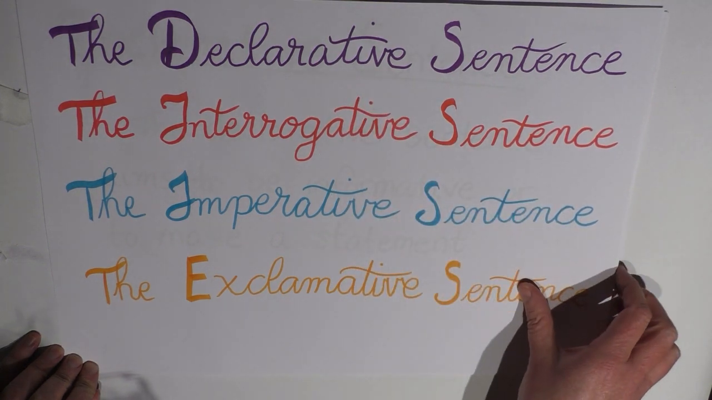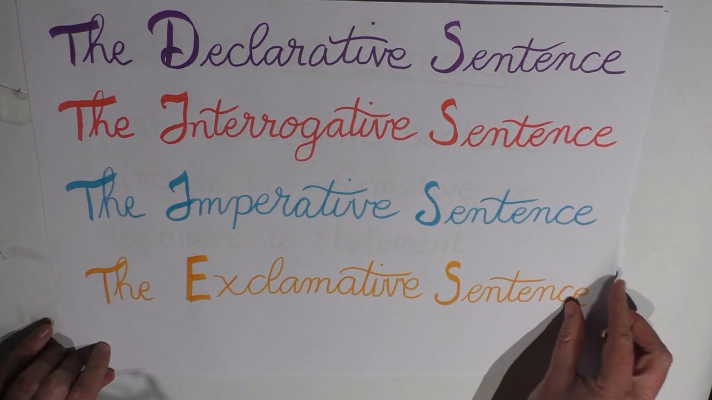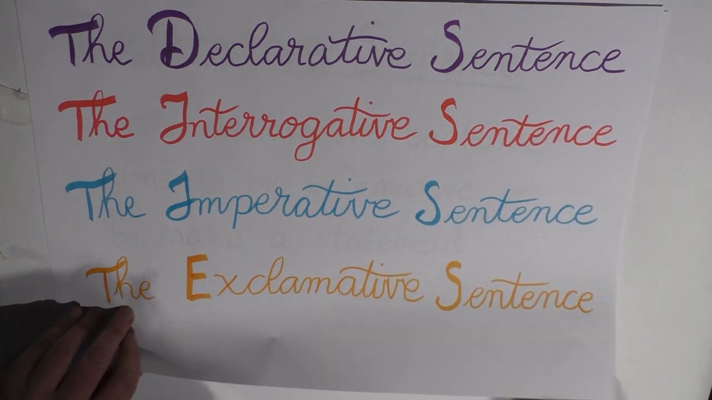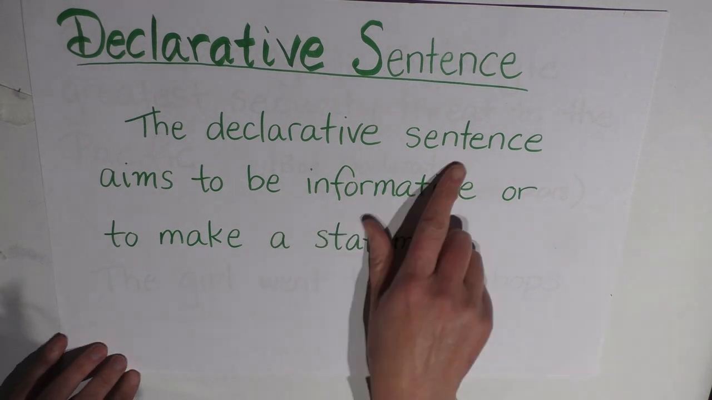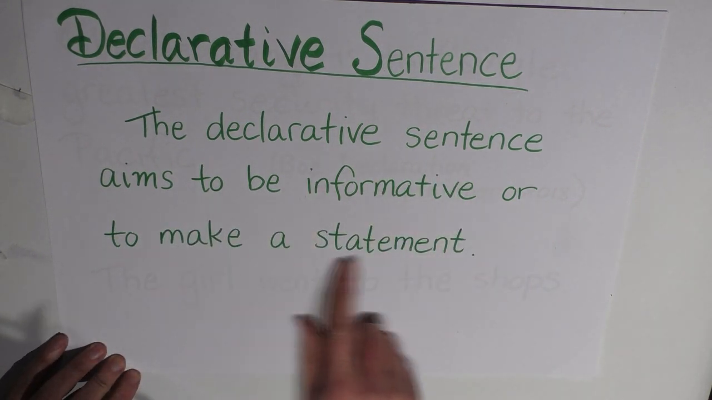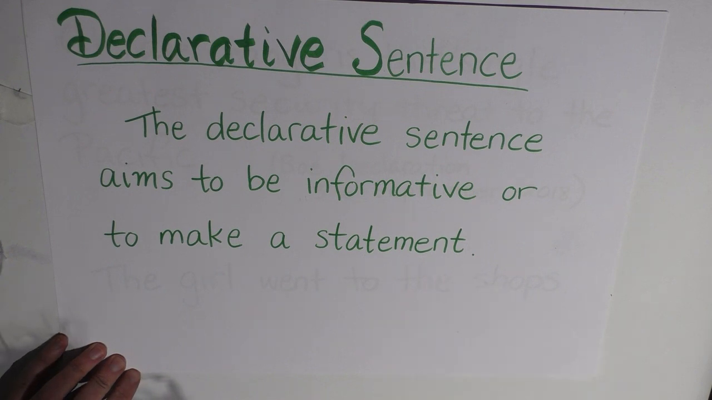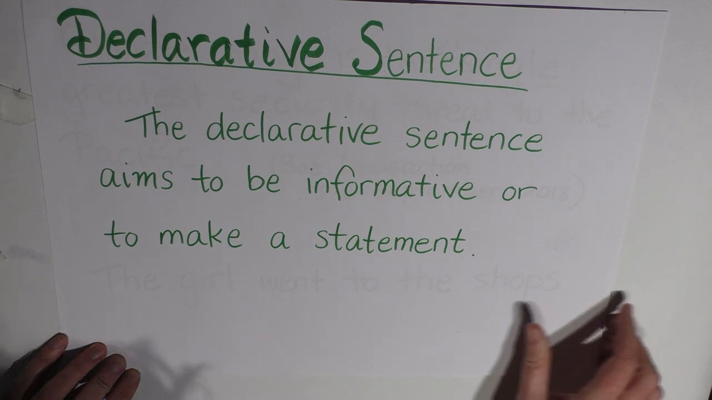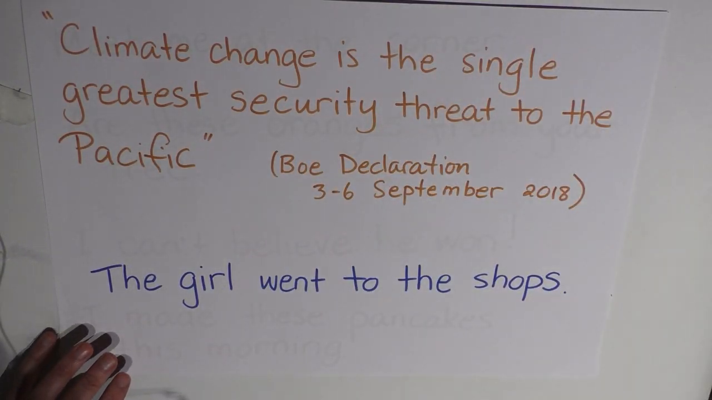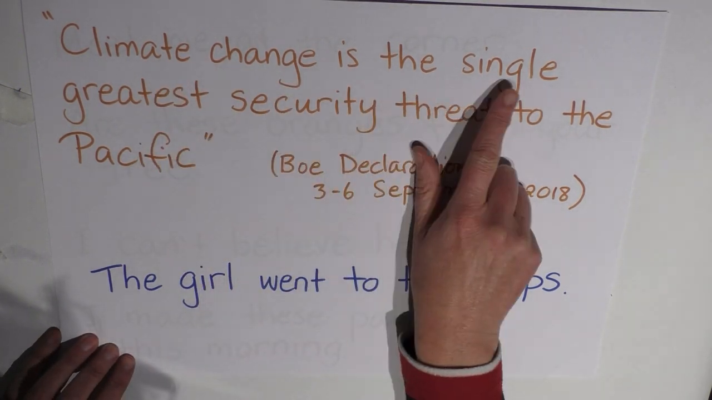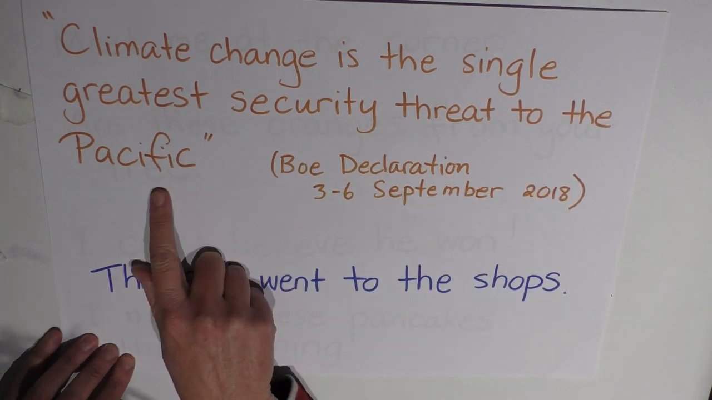Now, the declarative sentence is one of our most common sentence functions. Its aim, as we see here, is to be informative. So the declarative sentence aims to be informative or to make a statement of some kind. Now, it may help to think, in order to remember declarative, of a declaration because it shares the same root in the word. A declaration is a strong proclamation or announcement, such as this one here that was made last year in 2018, the Boe Declaration. Climate change is the single greatest security threat to the Pacific.